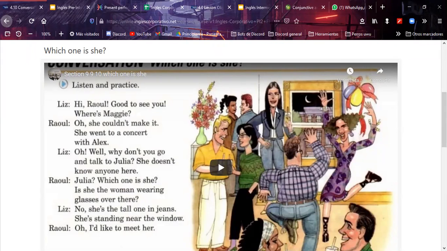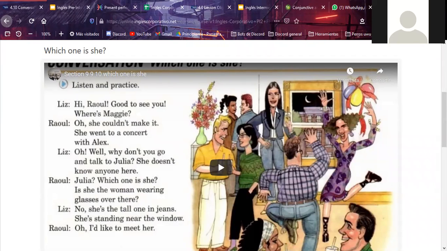Perfect. Jenny, you're gonna start. Hi, Raul. Good to see you. Where's Maggie? Oh, she couldn't make it. She went to a concert with Alex. Oh, well, why don't you go and talk to Julia? She doesn't know anyone here. Julia, which one is she? Is she the woman wearing glasses over there? No, she is the tall one in jeans. She is standing near the window. Oh, I'd like to meet her.